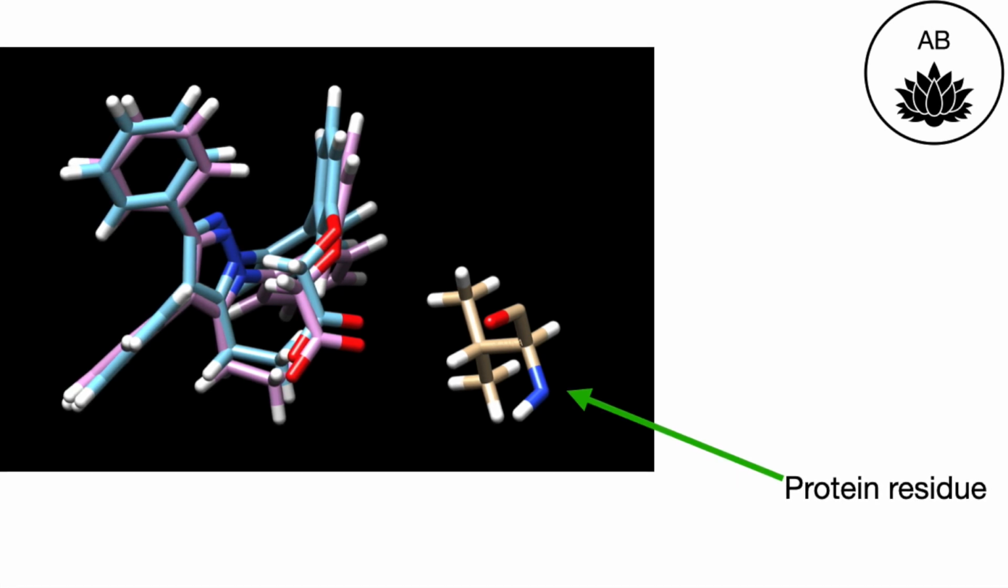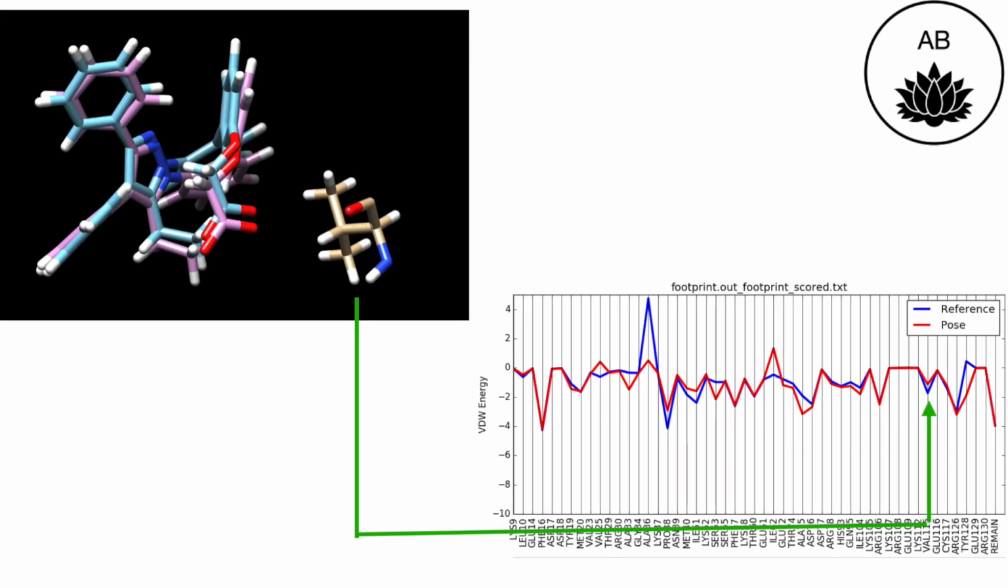Like here you see on the right, it's a protein residue valine, whose energetic interactions with the ligand get plotted. This is the footprint plot, which plots the van der Waals energy interactions and electrostatic energy interactions of the ligand with the protein residues. Valine and its corresponding energetic interactions with the ligand is marked here by the green arrow.